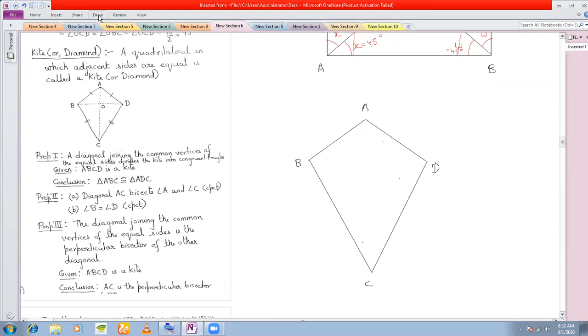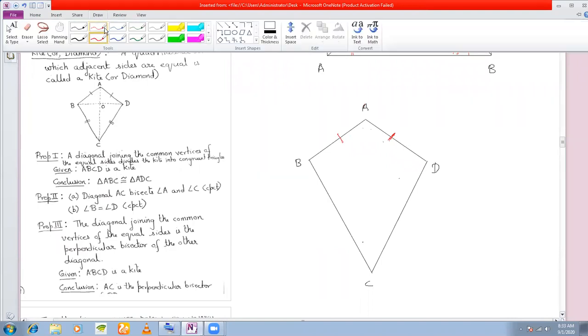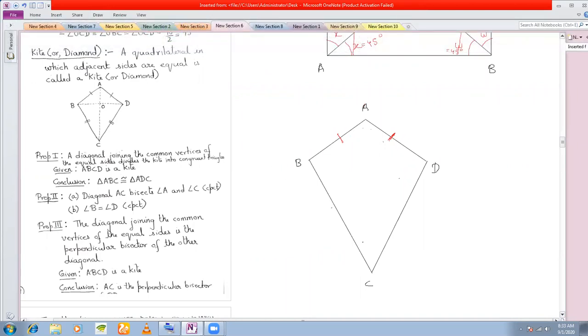So therefore, a kite is a special kind of quadrilateral in which the adjacent sides are equal. These two are your adjacent sides, the ones that I have marked with red, the neighboring sides, or the side lying just beside it. AB and AD are adjacent sides. Also, the other two adjacent sides are this side and this side.